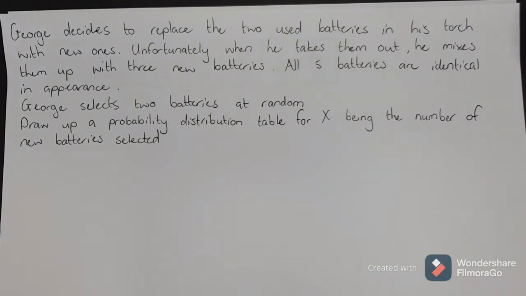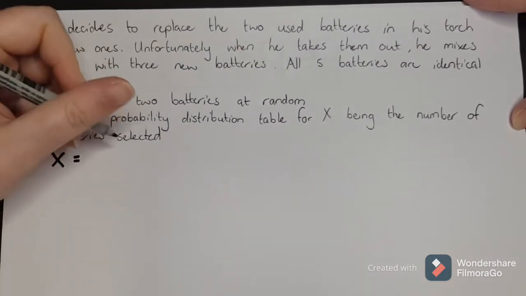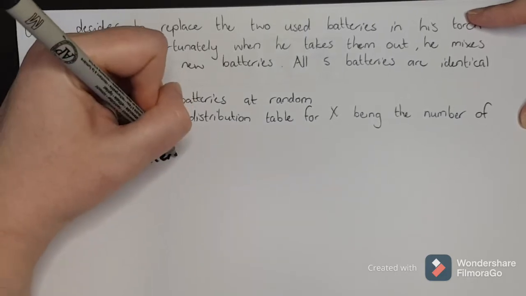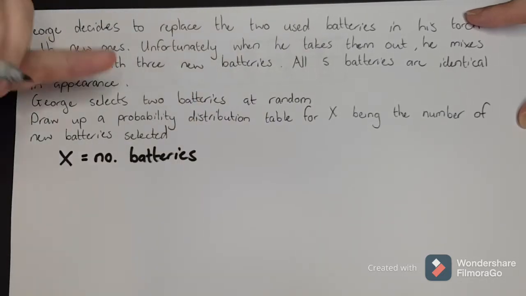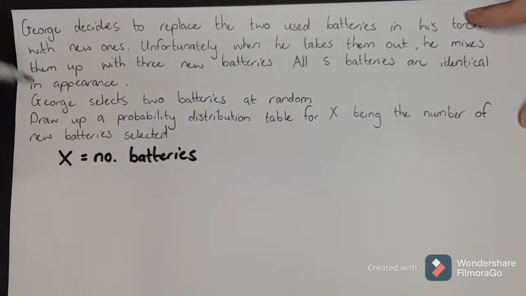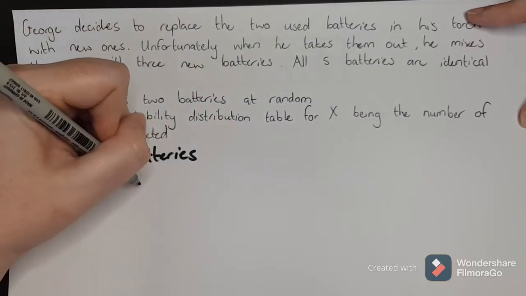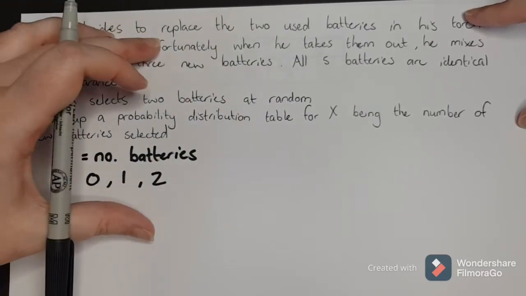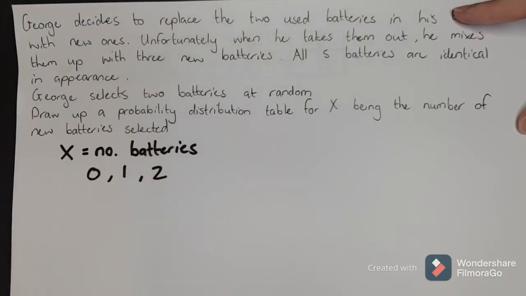So our number of new batteries selected is going to be X, as we're told. And he's choosing 2 in total. But out of those 2, he may have selected no new ones, or he could have selected 1 new one, or he could have selected 2 new ones, because we want the number of new batteries, and we don't know what those are yet. So we need to work out the probability for when he has 0 new ones, 1 new one, and 2 new ones.